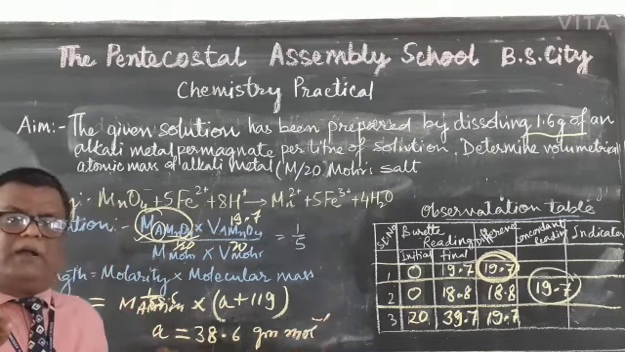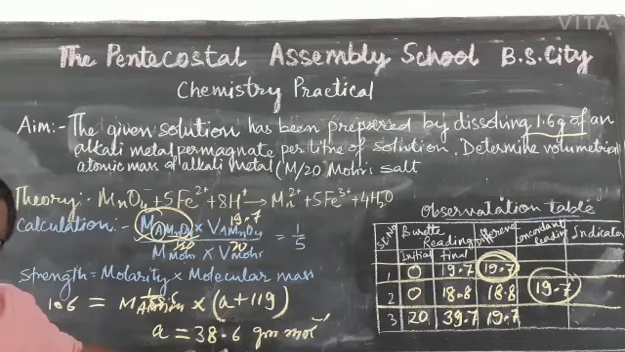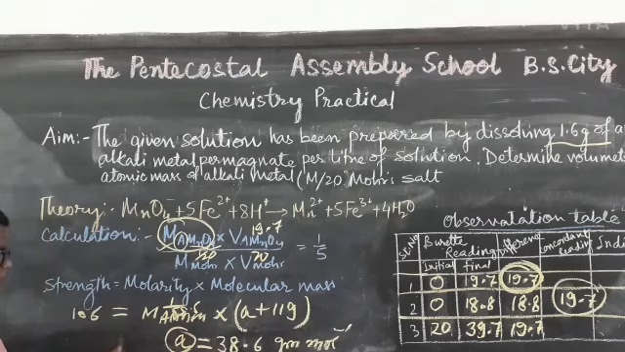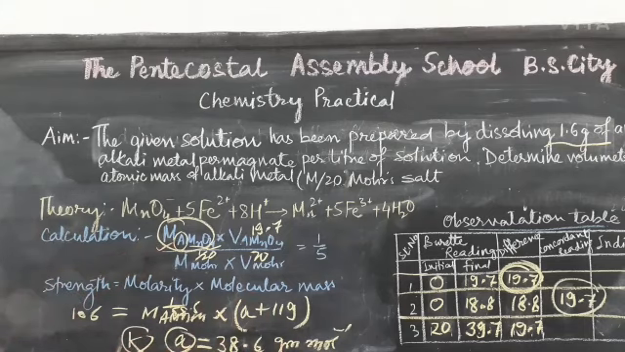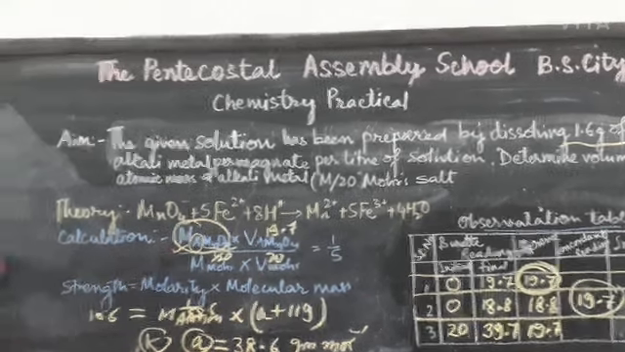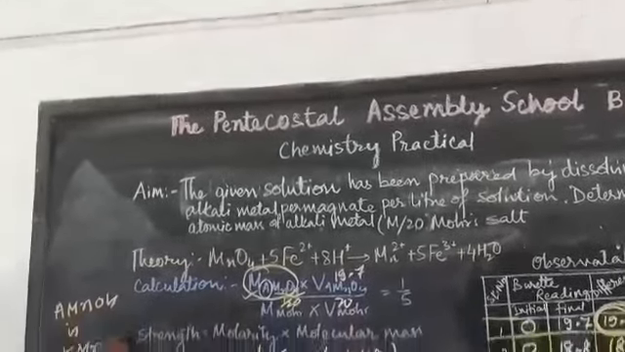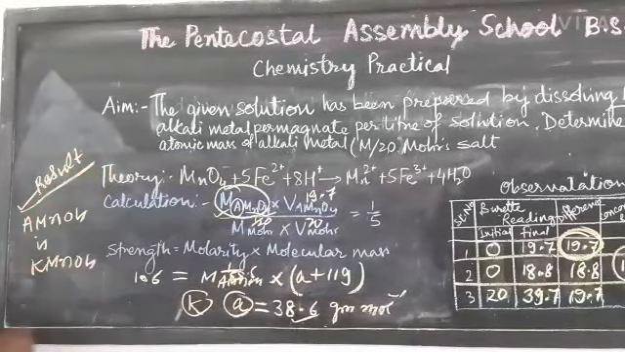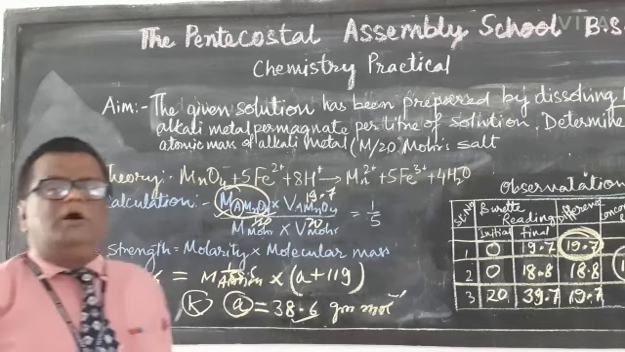This is the most important part. We know the atomic mass of potassium is 38.6 or 39. So A is potassium, whose mass is 38.6, and AMnO4 is KMnO4. That is the result. AMnO4 is KMnO4, and that is a very important experiment for your future.